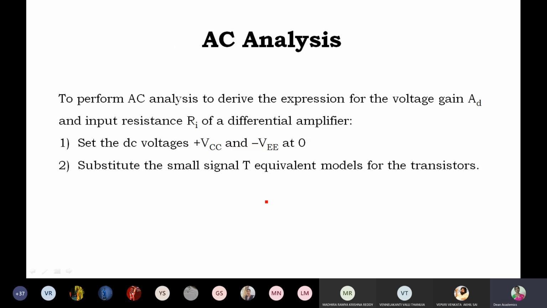In place of the transistor, yes, very good. Though it is not in sequence, it is exactly correct. In place of the transistor, you replace that transistor with its T equivalent, the small signal T equivalent model. That is step 1.